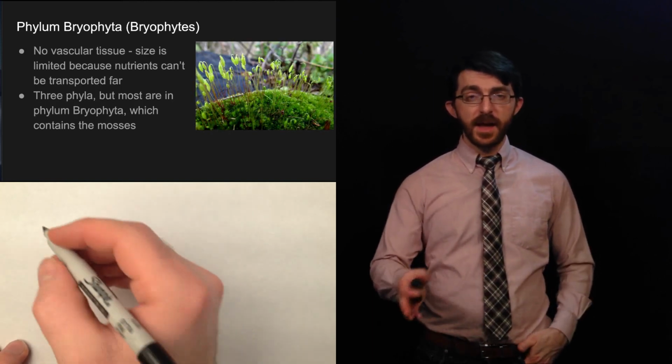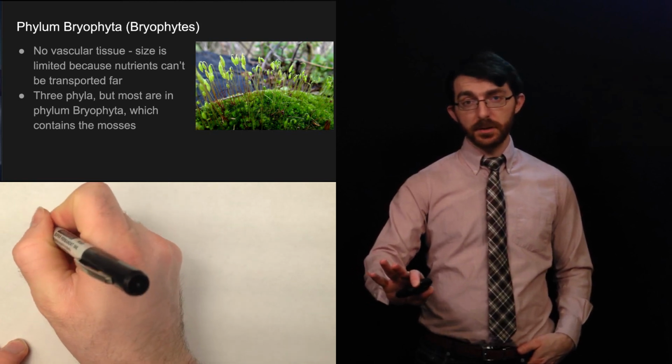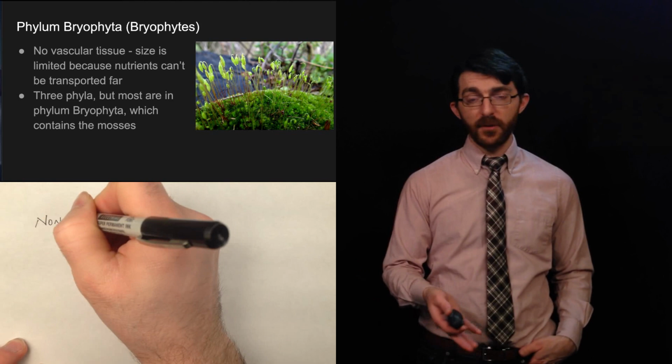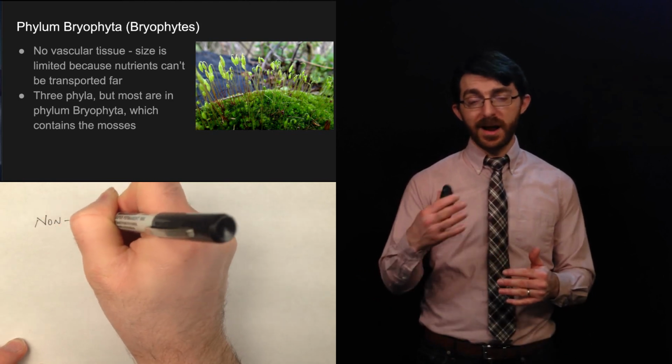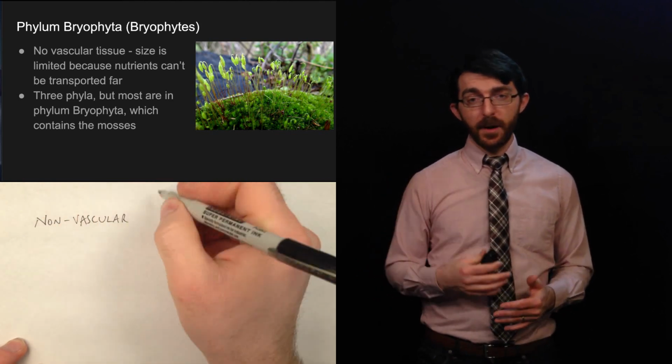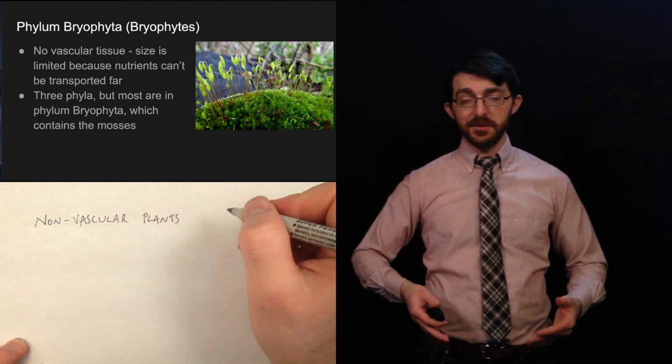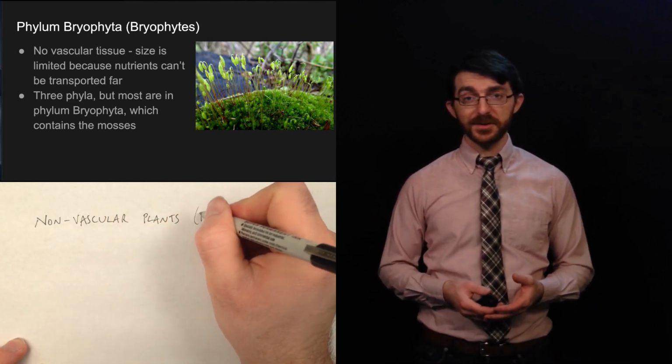So bryophytes have no vascular tissue, so their size is limited because nutrients can't be transported very far. If you had a really, really tall bryophyte, the top of that plant would starve because there's no way to get nutrients and water that far without vascular tissue.